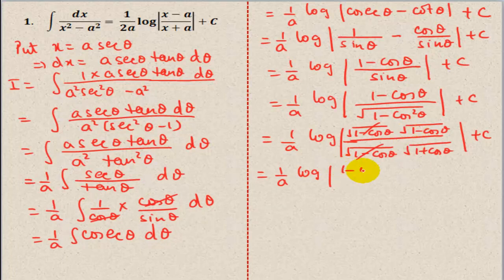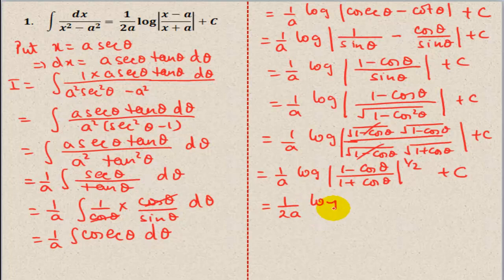Now if you look at the numerator and denominator, they have got a common power, that is 1 by 2. So we can write it as 1 minus cos theta over 1 plus cos theta with an exponent 1 by 2 here. Now using the properties of log, which says log m with an exponent n can be written as n log m, this will reduce to 1 over 2a log, and now we can convert cos into sec. Cos theta will be 1 over sec theta. So if we convert it to that and take LCM, this will reduce to sec theta minus 1, and this will become sec theta plus 1 and the constant of integration.